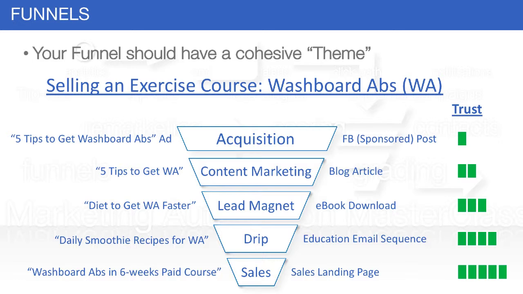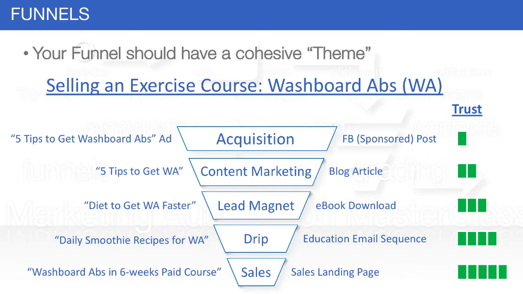So your sales funnel should have a cohesive theme. And what I mean by that is you shouldn't offer one thing and then switch them to another type of product or something totally different. So let's talk about this example with Washboard Abs. That's our paid course or our paid product that we want to sell.